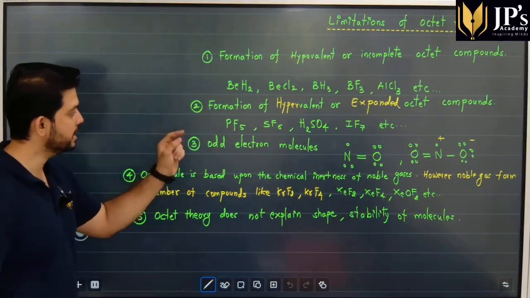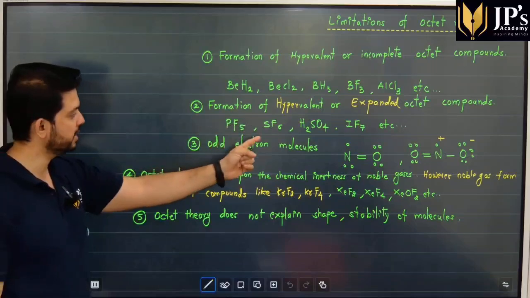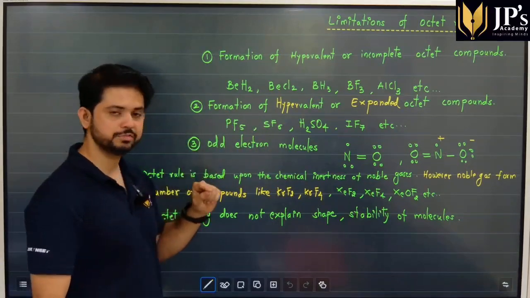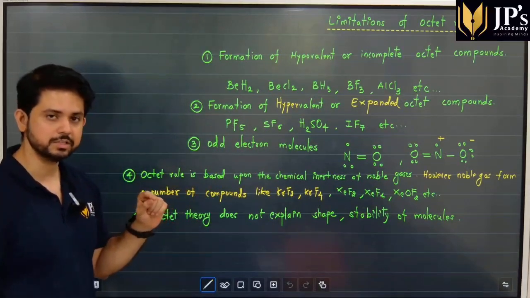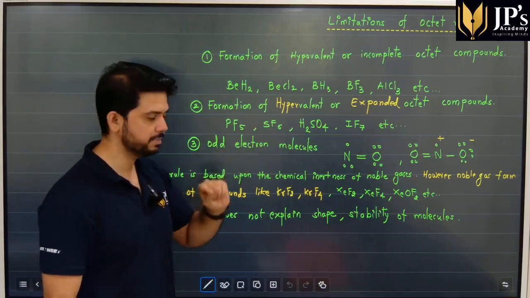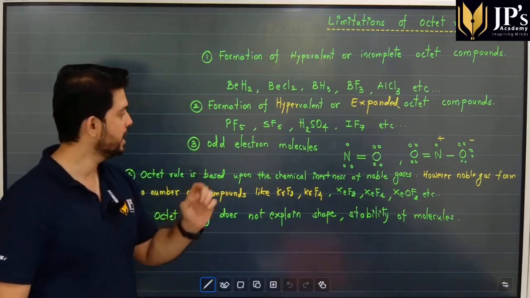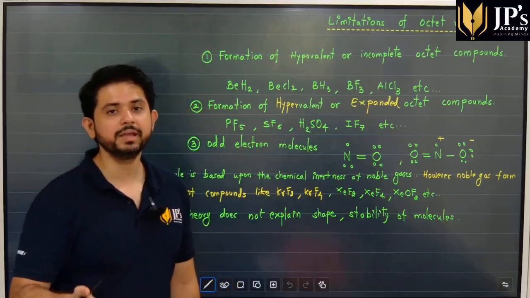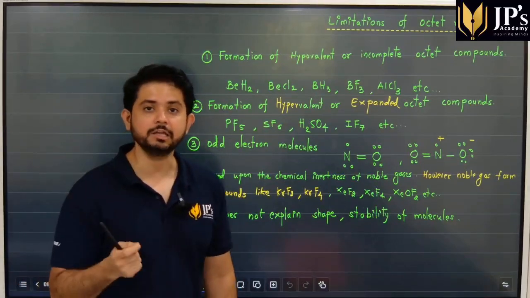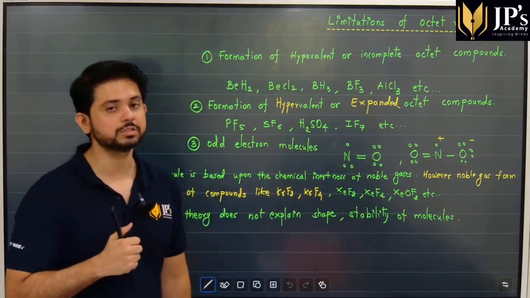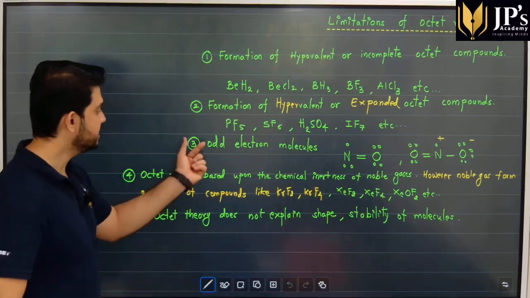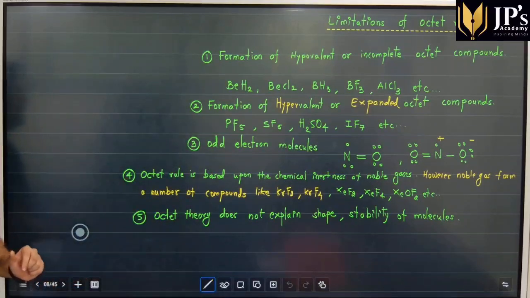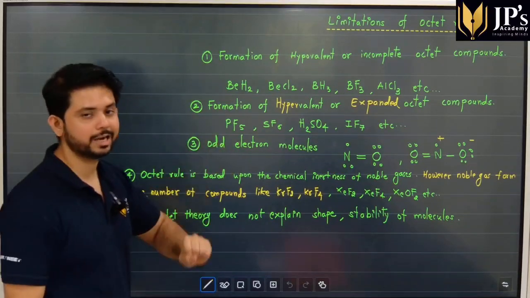So if we take some examples, students, this is PF5, SF6. So for example, phosphorus over here has 10 electrons in its outermost valence shell. S में यहाँ पे there are 12 electrons. S over here has 10 electrons. So all this couldn't be explained by octet theory, that even though they have more than 8 electrons, how are they stable? Then Lewis octet theory couldn't explain what is called as odd electron molecules.